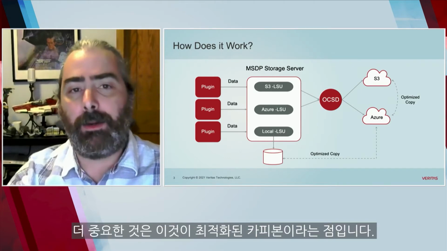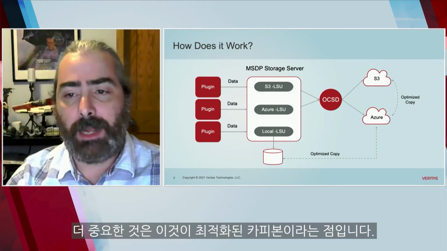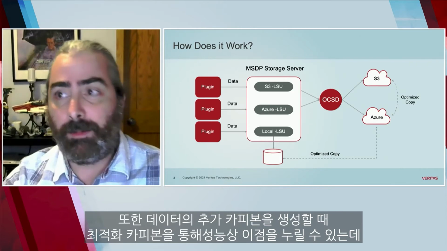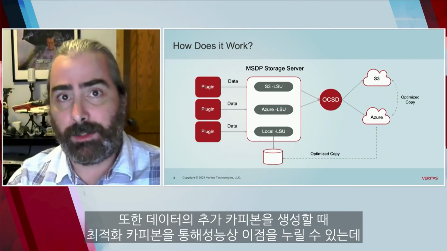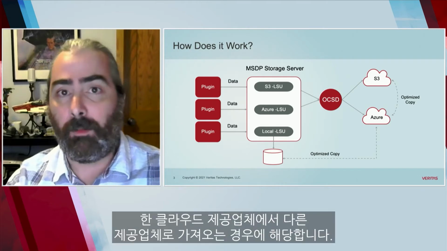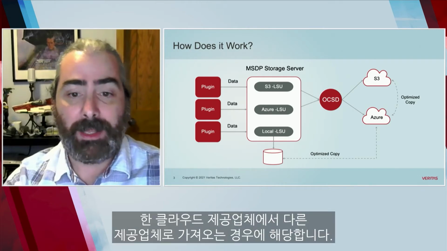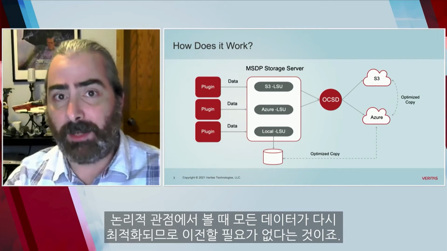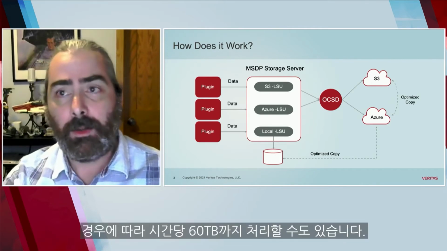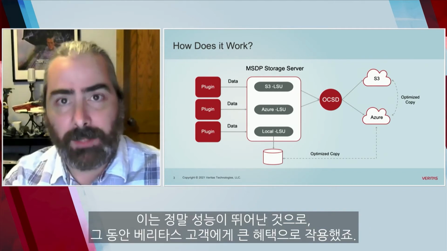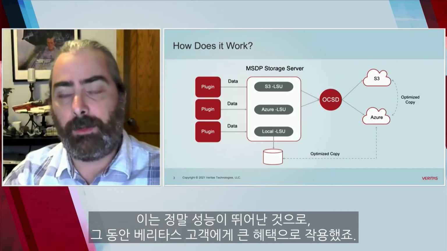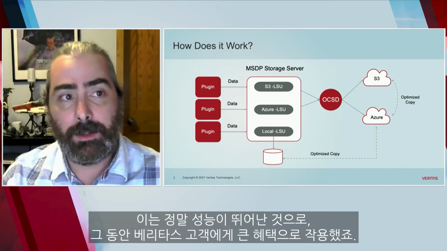The cool thing about it is this is optimized copy too. So we're compressing this data, we're deduplicating it as we're doing it. And as you make additional copies, you're going to see a performance gain from that optimized copy, maybe from local LSU or from one cloud provider to another. That means from a logical perspective, because we're not having to move all this data, we're optimizing it. We can throw data up there at 60 terabytes an hour in some cases, and it's extremely performant, and it's really been very successful, and it's a great benefit for a lot of our customers.